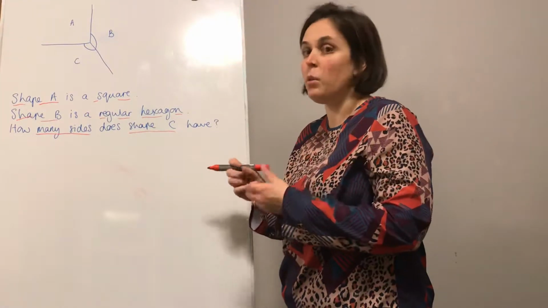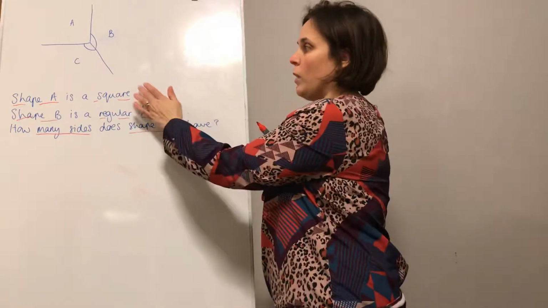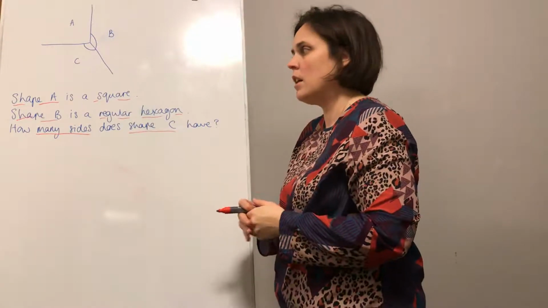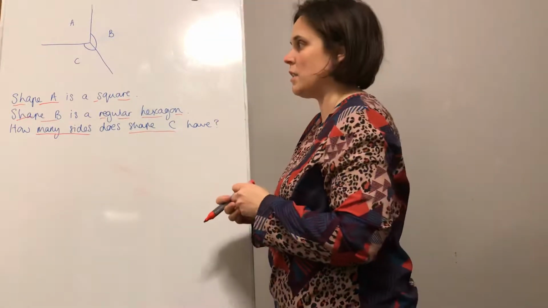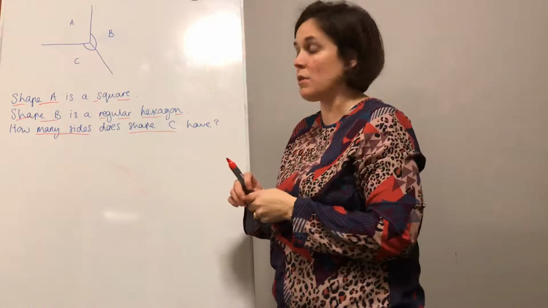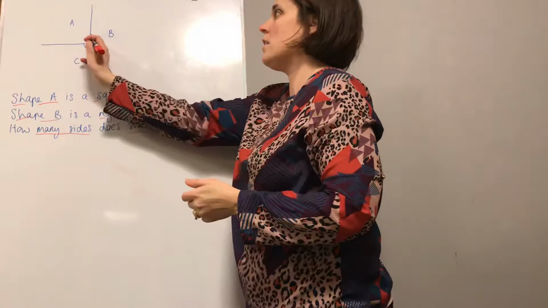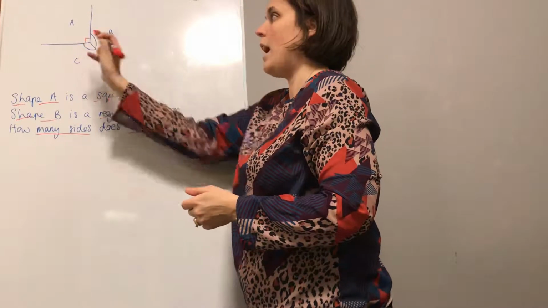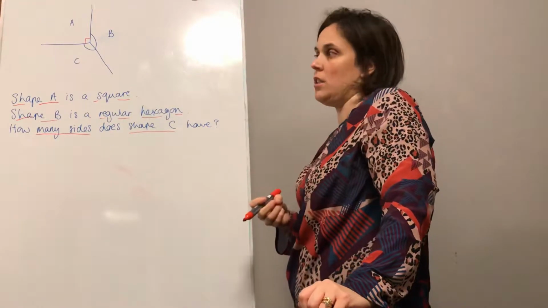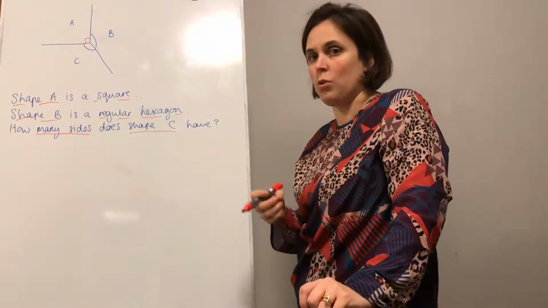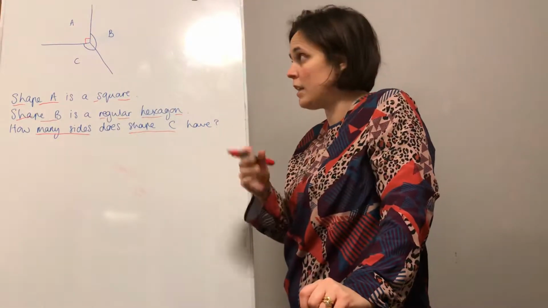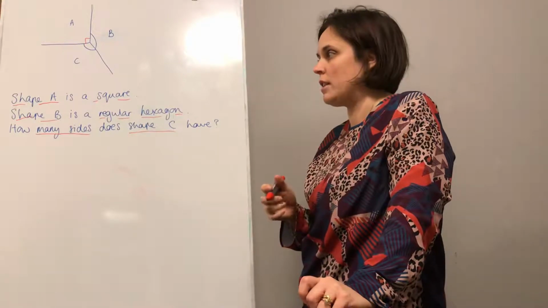So what's really important is that you actually know what it means that it's a square, what it means that it's a regular hexagon, all right? So let's start with the square, because I think that's the easiest one. It's telling you shape A is a square. Well, if you know your properties of squares, you should know that that angle there is 90 degrees, because all of the angles of a square are 90 degrees. The square is the proper name for a regular quadrilateral, and all the angles of that shape are 90 degrees.